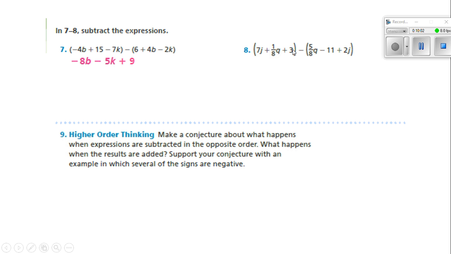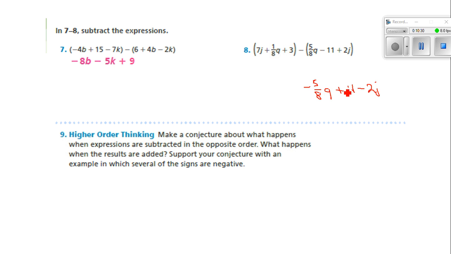All right, let's go ahead and work number 8. I'm going to work it a little different this time using my pen. For those that didn't understand this, look, we're just taking this negative sign and applying it to everything here. And that means this is going to be negative 5 over 8q, right? We're turning it to the opposite. A negative times a negative is positive, so it's going to be a positive 11. And then a negative times a positive is a negative, so it's going to be a negative 2j.